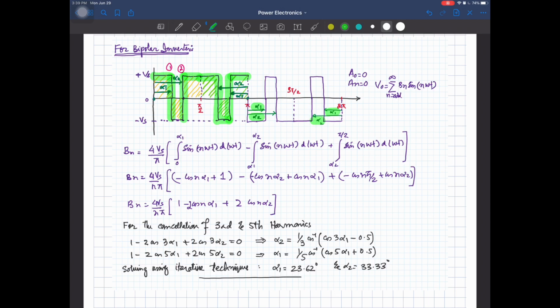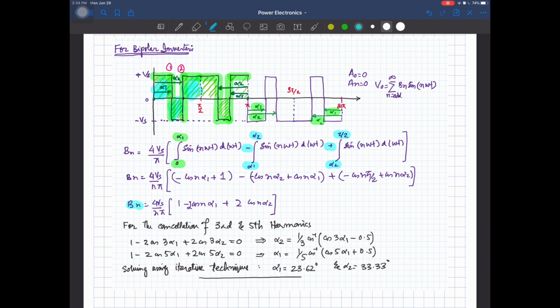So for this one, if I write down the expression for Bn, it will start from 0 to alpha 1, the first part, that is this portion. Then the integration of this portion, from alpha 1 to alpha 2, but here our sign will be negative because our output voltage is minus Vs. Then from alpha 2 to pi by 2 our output voltage will be plus Vs, so our sign will be positive for this integration. If we simplify this, I can write down Bn with the help of this expression.